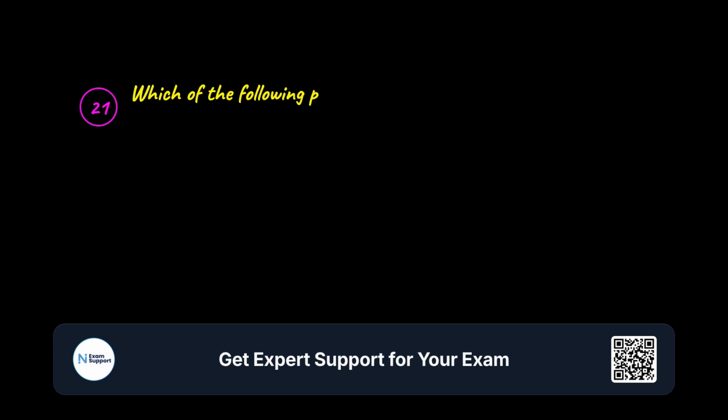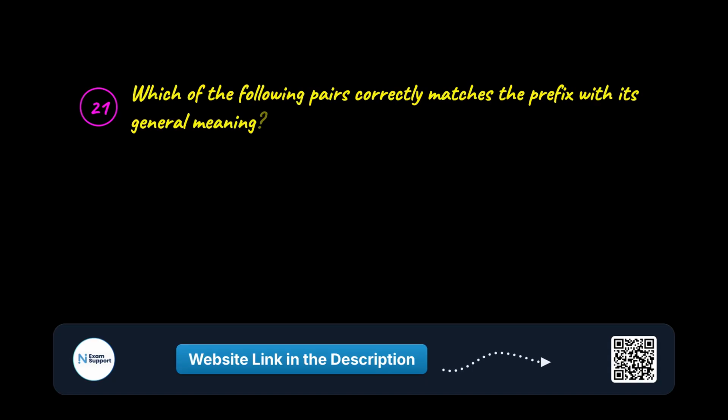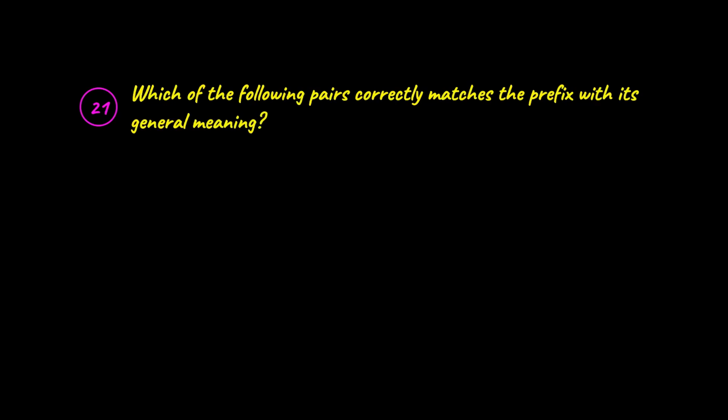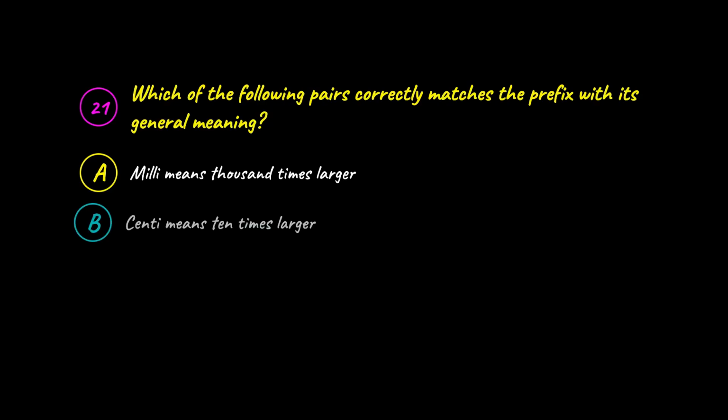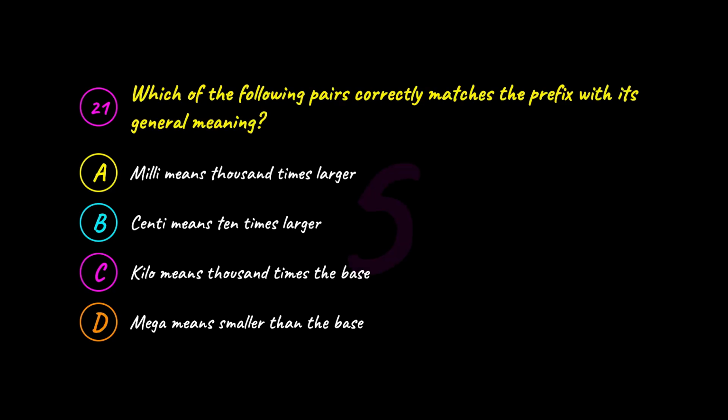Question 21. Which of the following pairs correctly matches the prefix with its general meaning? Your options are: A. Milli means 1,000 times larger. B. Centi means 10 times larger. C. Kilo means 1,000 times the base. D. Mega means smaller than the base. Pick one. Trust your gut. Here's your chance to test yourself.